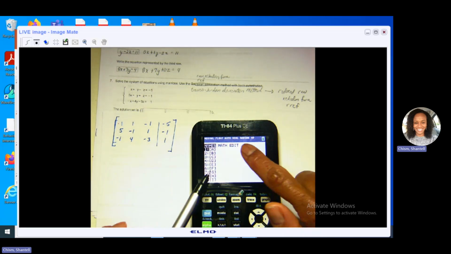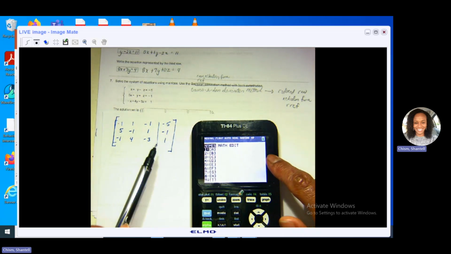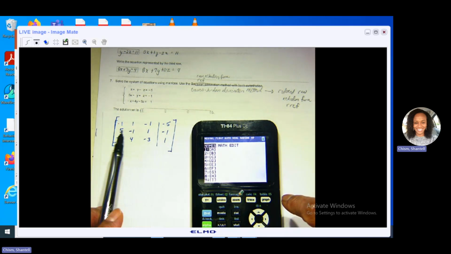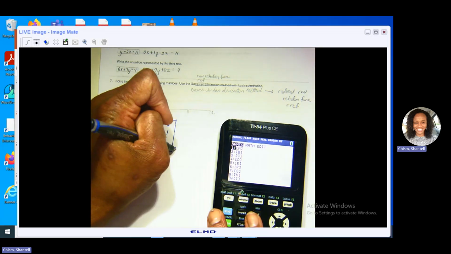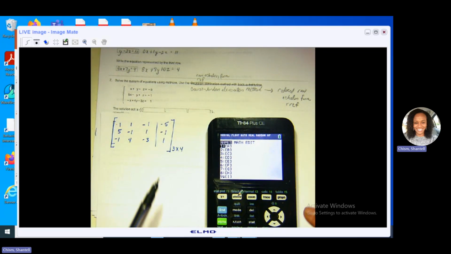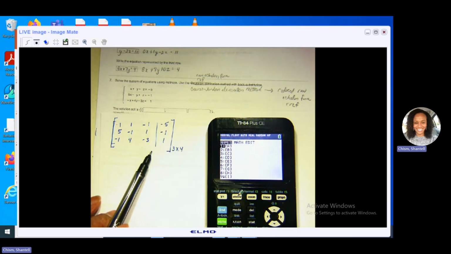Now, the first thing I have to do is edit. So let's make sure we know what size matrix we have. Remember, the size of your matrix is named rows by columns. So this is 3 rows by 4 columns. Now, when I put this on my calculator, I won't see the bar. So you kind of have to understand that it's invisible on your calculator. It's understood to be there.